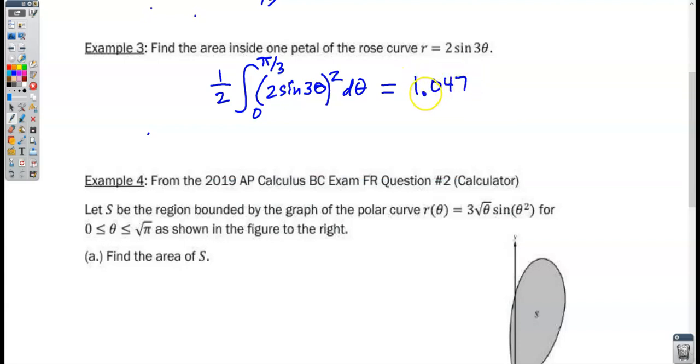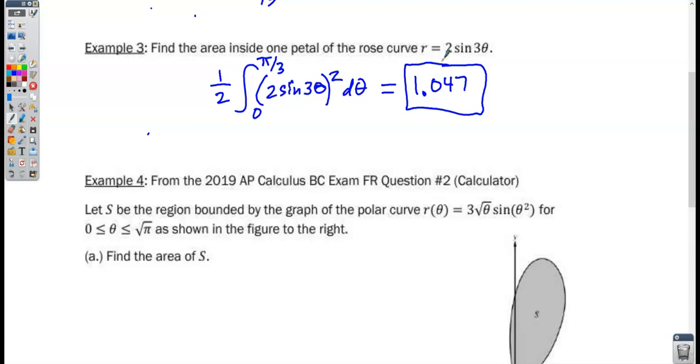I don't know if you noticed, but the integral from 0 to pi over 2 resulted in an area of pi over 2 inside that curve, and the integral from 0 to pi over 3 results in an area of pi over 3. How about that? Interesting. Didn't notice that before.